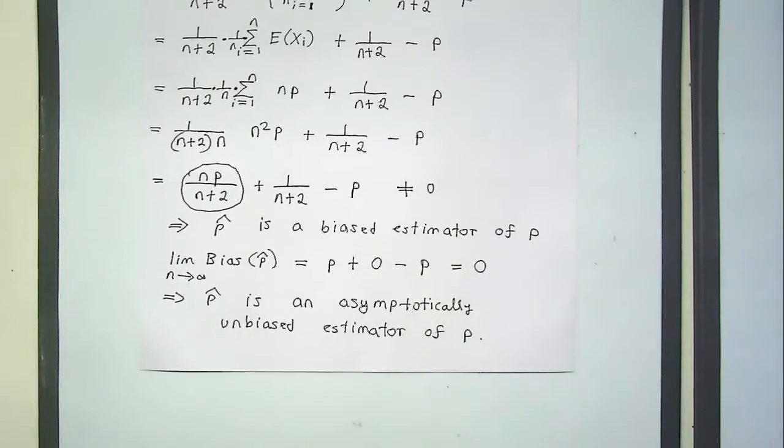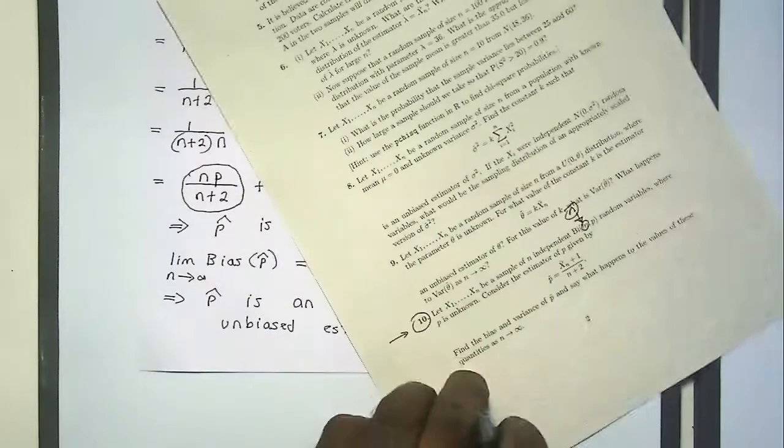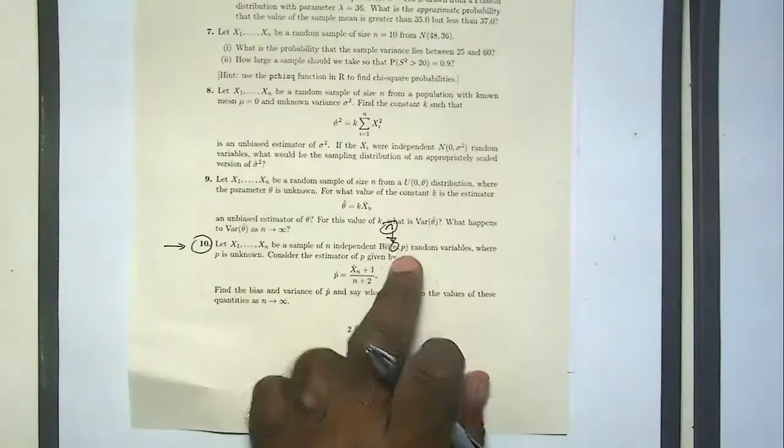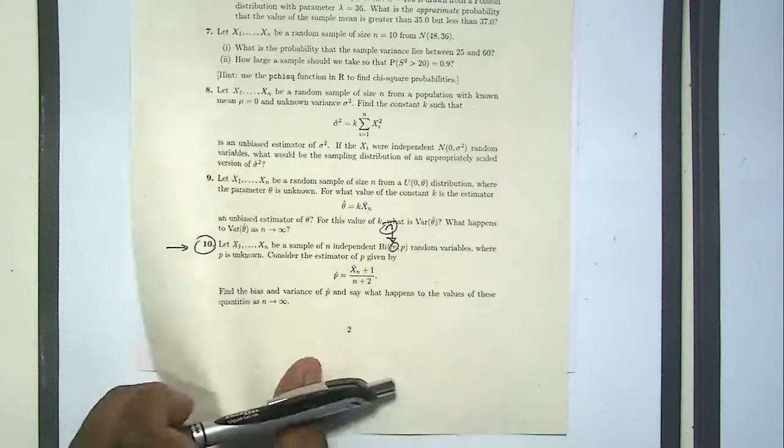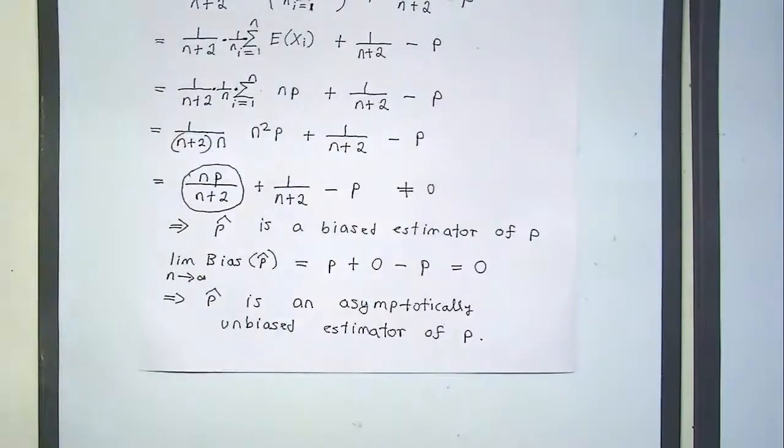Alright guys, are you okay with this so far? Any questions? Yes? Isn't the expectation of xi np? There's a typo in the question, sir. Oh, right. It should read n comma p. Okay guys, any other questions?